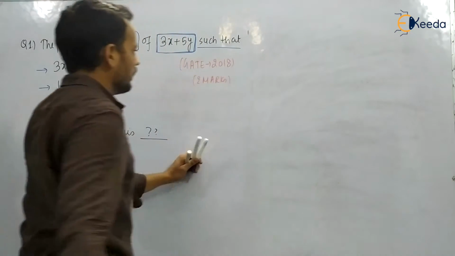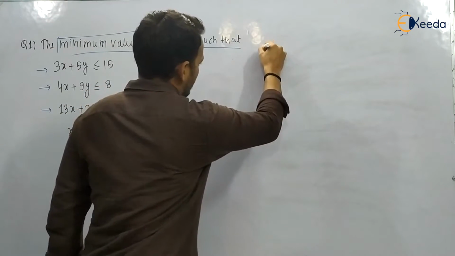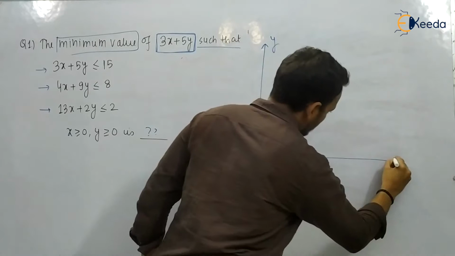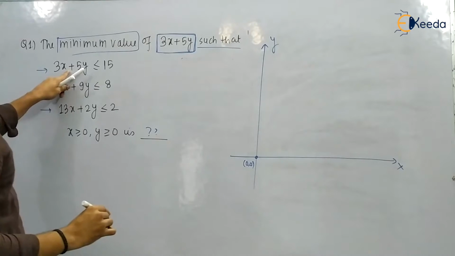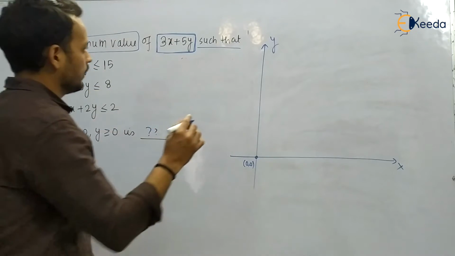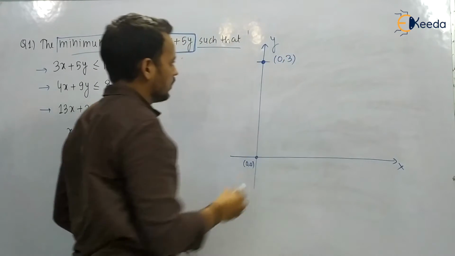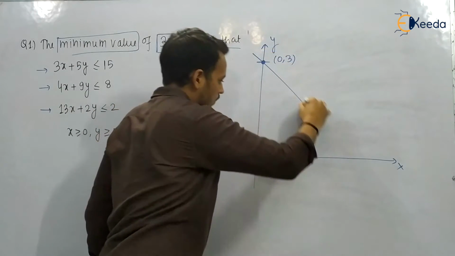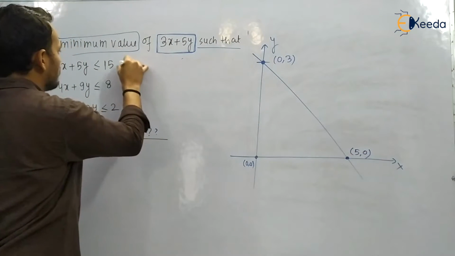So we will plot the graph, with y and x axes. This is our origin. First constraint: 3x plus 5y less than or equal to 15. When x is 0 then y is 3, so we have 0 comma 3. When y is 0 then x is 5, so this is 5 comma 0.